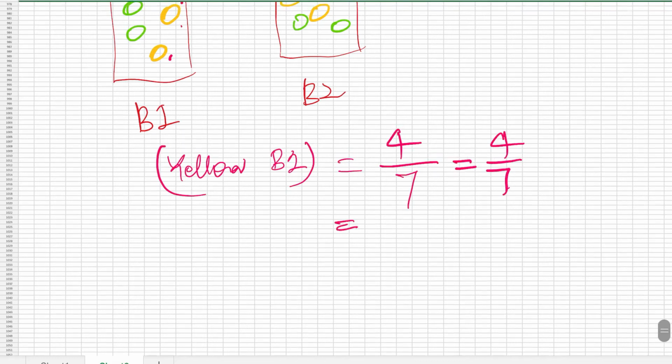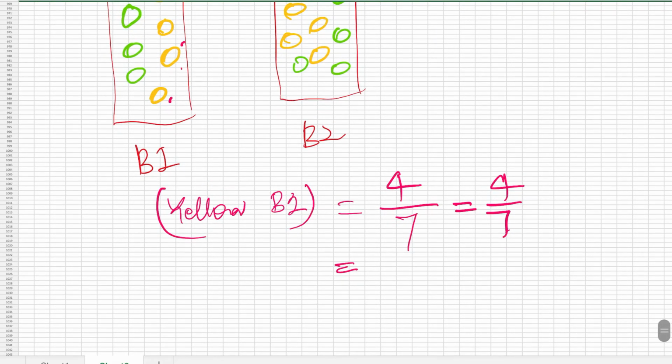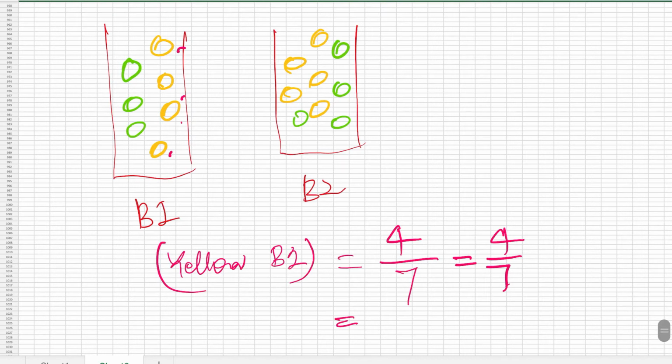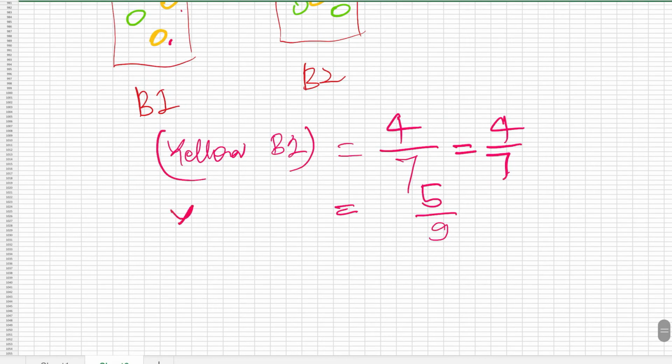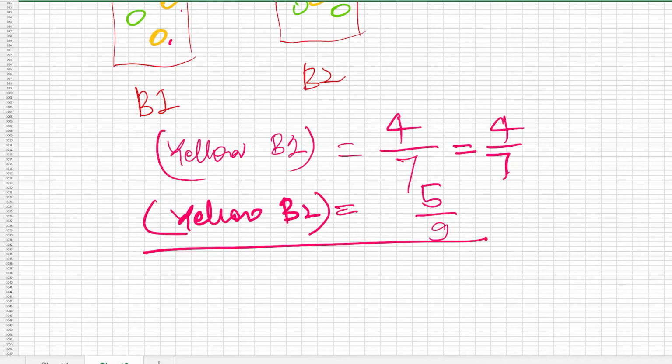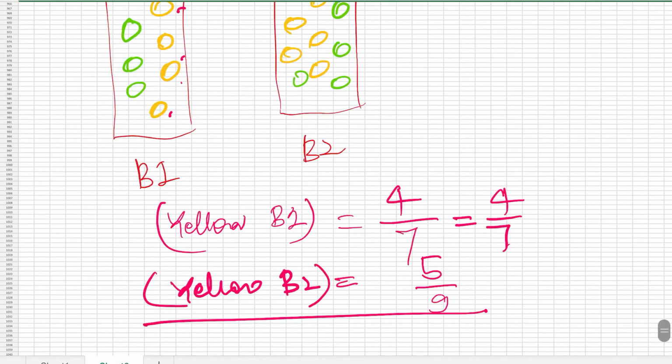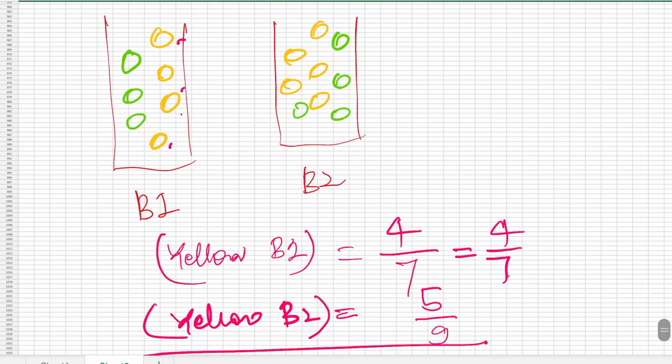Similarly, we can calculate the probability of a yellow ball in bag 2 when the bag is given. We have 5 yellow balls out of 9, so 5 by 9 is the probability of a yellow ball in bag 2. This is how we can calculate probability.